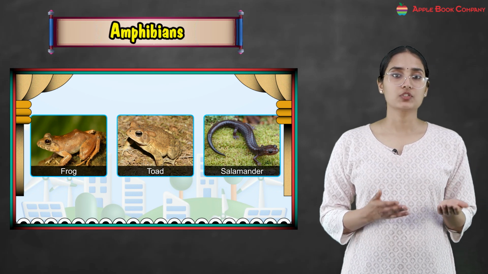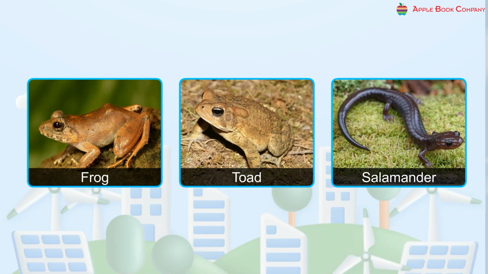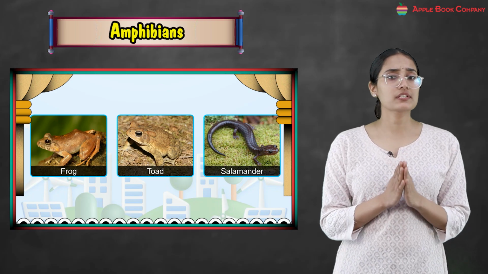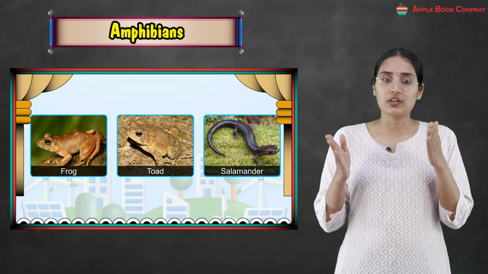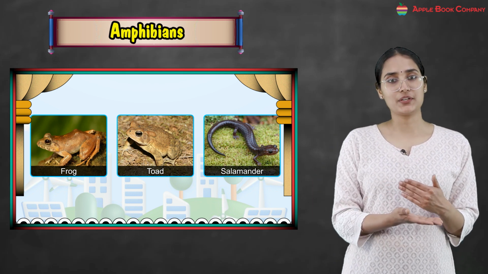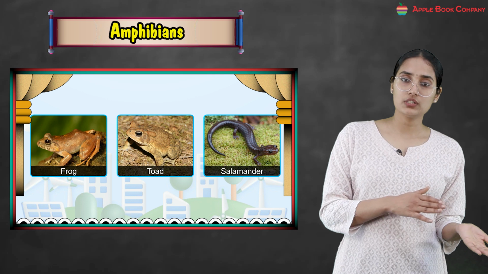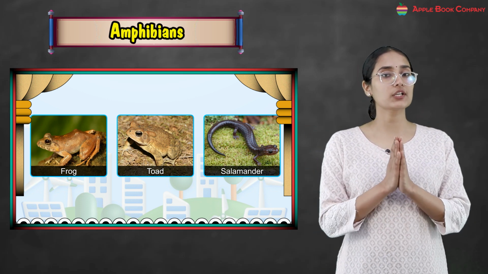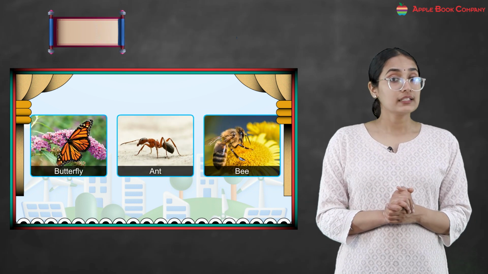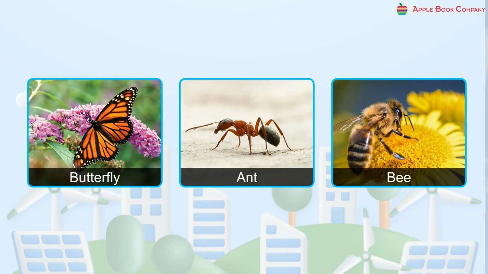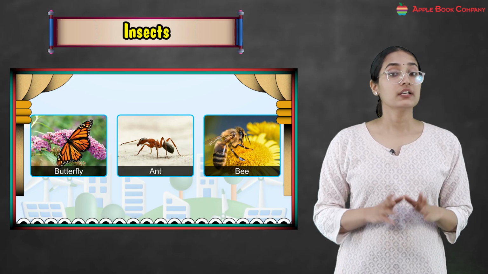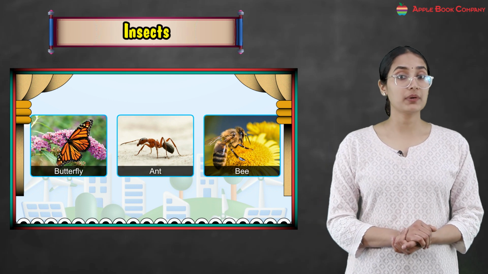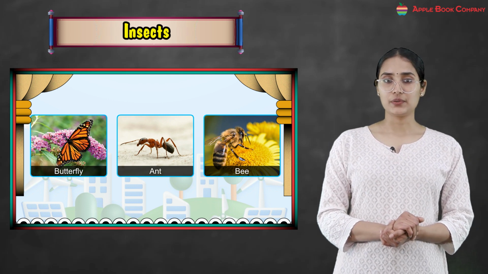Next are the amphibians. These are the animals that can live both in water and on the land, right? Have you ever seen the frog? Frogs sometimes live under the water and sometimes on the ground, right? So they can live both in the water and on the land. Like salamander, toad, frog, these are all examples of amphibians. Then there are insects also. Small animals with 6 legs and usually with wings, right? So insects have 6 legs with the wings, just like butterfly, ant and a bee, alright?